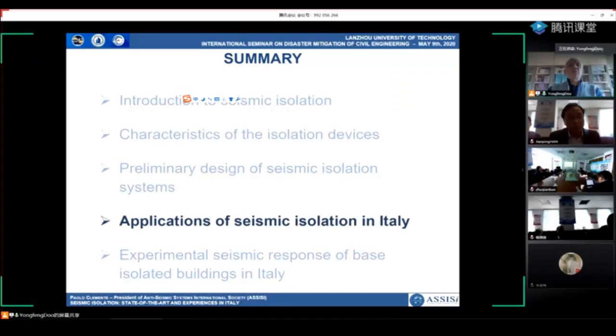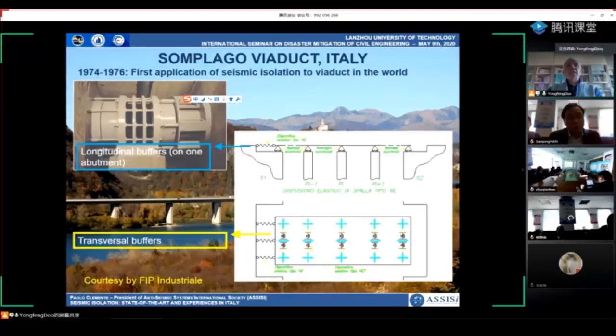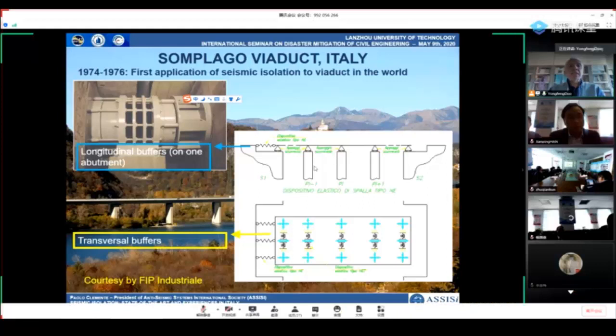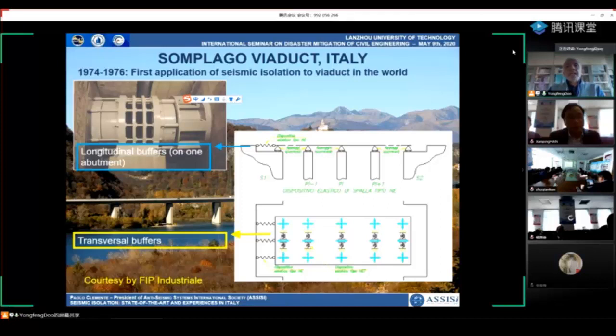So let's go to application of seismic isolation in Italy. The first modern application in Italy dates 1976 and concerns the Somplago Viaduct in northeast Italy. Thanks to the seismic isolation system, which comprised sliding devices on the pier and rubber bumpers between the deck and the abutment, as you can see from these pictures, the Somplago Viaduct survived the Friuli earthquake in 1976. It was just completed.